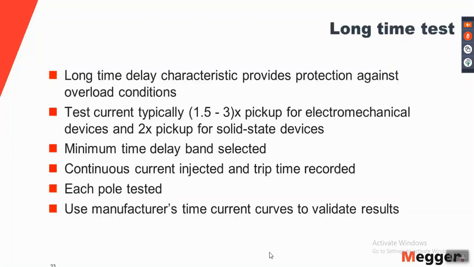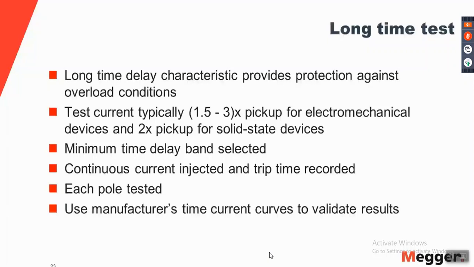and to do this test you would inject the current continuously and then record the trip time. The trip times are typically in the range of 10 to 50 seconds. Each pole needs to be tested separately because these test sets are usually single phase test sets. The manufacturer's time current curves need to be used to validate the results.